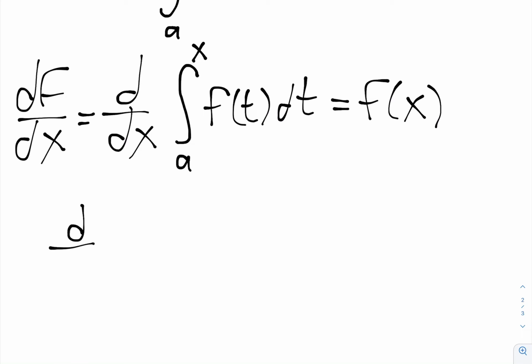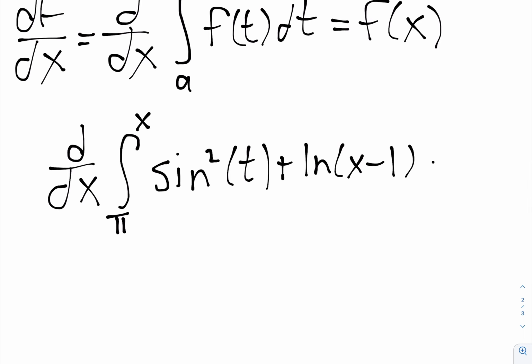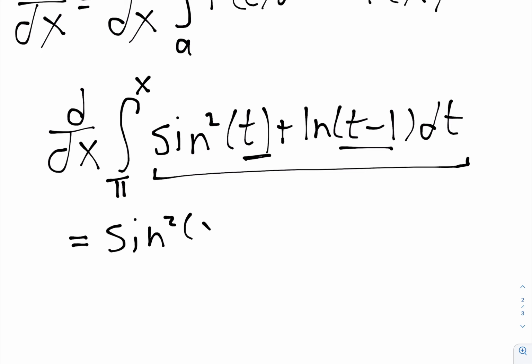So let's say you were taking the derivative with respect to x from, let's go a to x, or we don't even need to do a, we can write an actual number. Let's do pi. From pi to x of, I don't know, sine squared t plus the natural log of t minus 1 or something crazy like that. Okay, and we're differentiating not x, but t. I keep mixing up my variables here. dt. This is just going to be the function itself, except every single time we see t, we're replacing it with x. So this will be sine squared of x plus ln x minus 1.